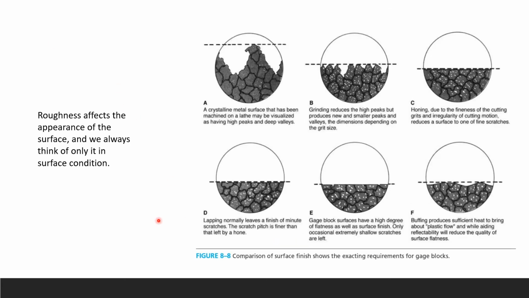I'm just trying to tell you that the gauge block surfaces definitely have a very high degree of flatness, and roughness affects the appearance of the surface, and we always think of it only as a surface condition, okay? So here you can see the comparison of surface finish. It shows the exacting requirements for your gauge blocks.